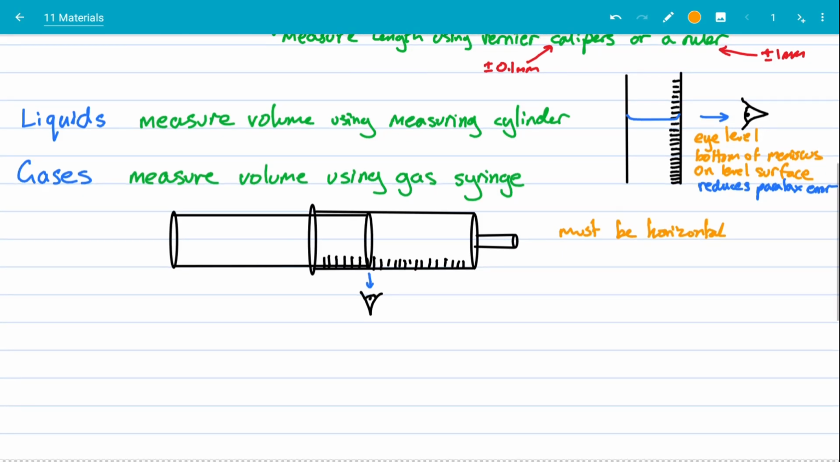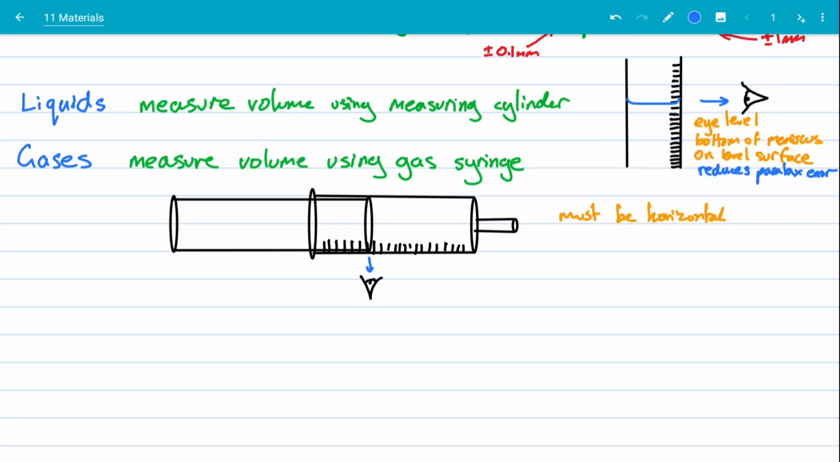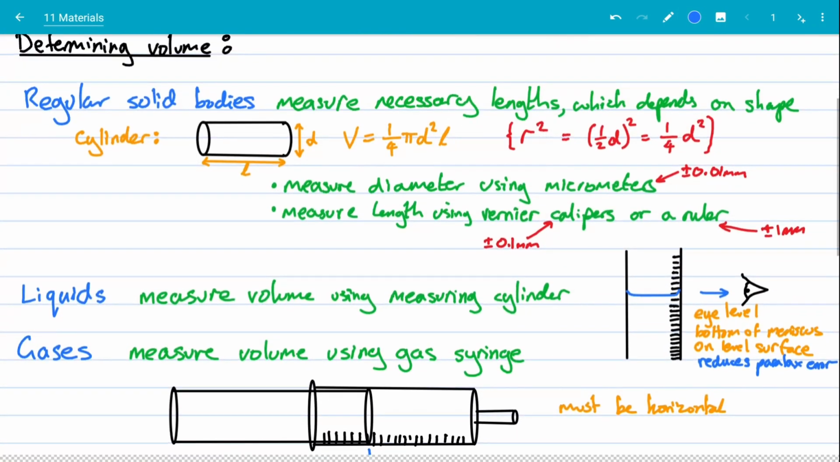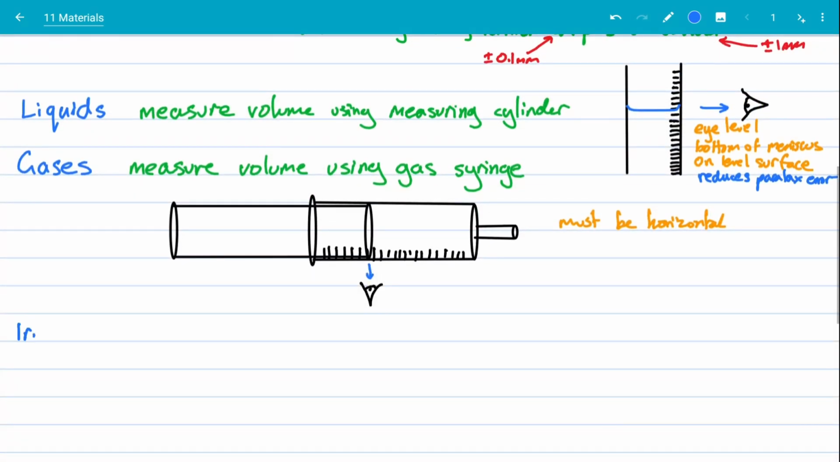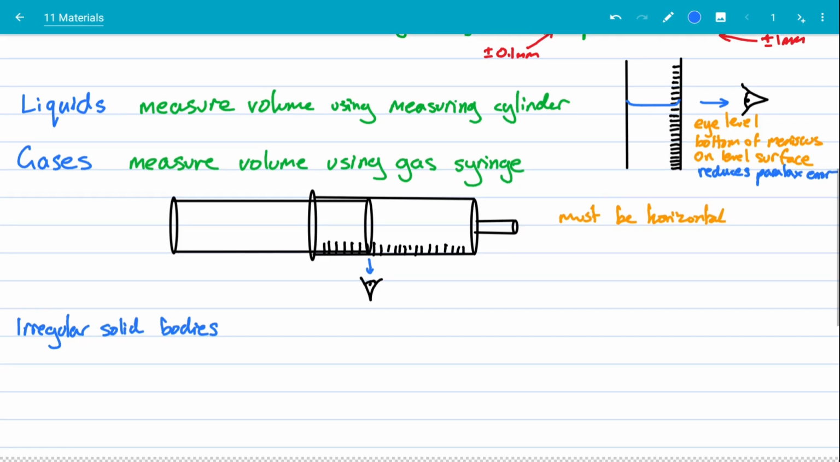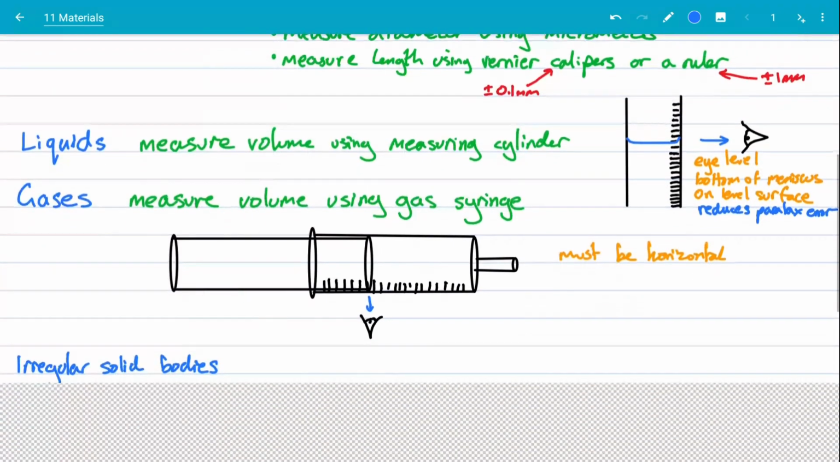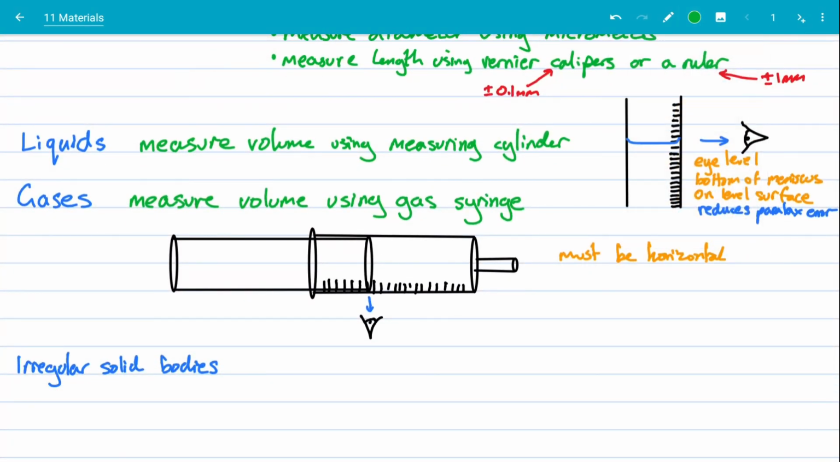Okay, so the only other thing is solids that are irregular. Look, we've got liquids, we've got gases, we've got regular solids. What about irregular solid bodies? So irregular solid bodies. And there we need to use the principle of fluid displacement, of a liquid displacement. So water is incompressible, pretty much, mostly incompressible. So water is a very good choice to use. What we do is we displace.